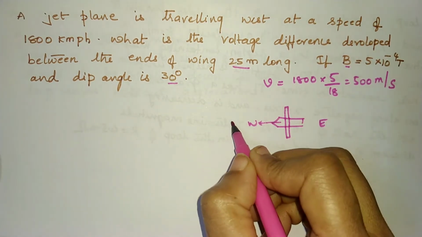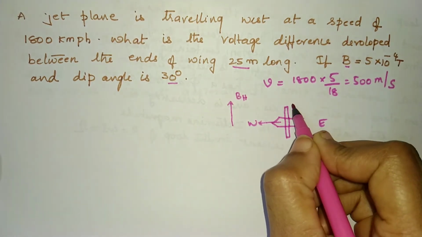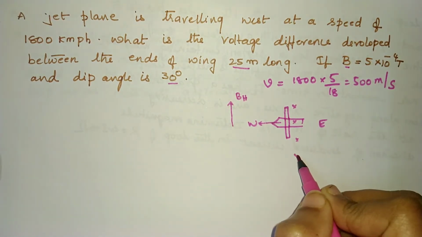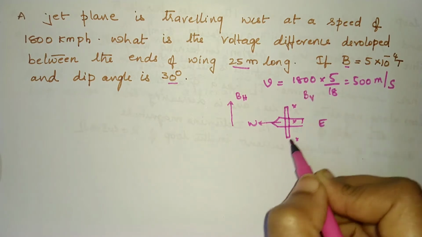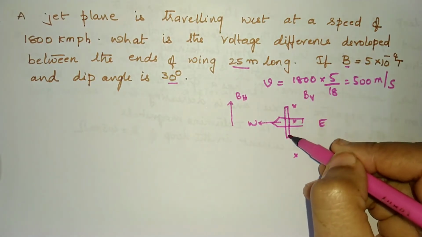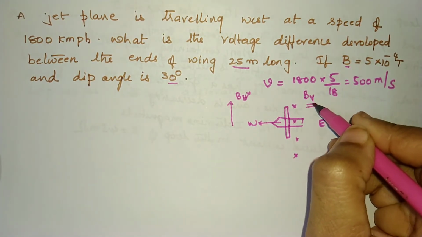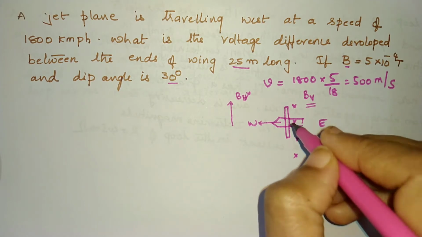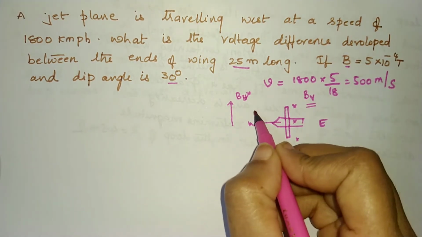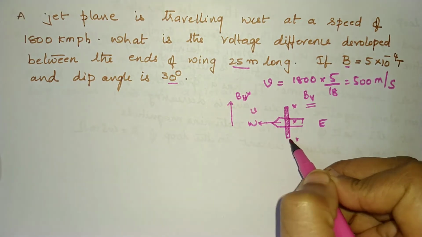Again verify. I told you there are two fields, BH directed from south to north, BV directed into the plane of the paper. Since wing length and BH are in same direction, there is no induced EMF due to BH. EMF may be induced only because of BV. See, BV is directed downward. This is the direction of velocity. Length of the conductor is in north-south direction.